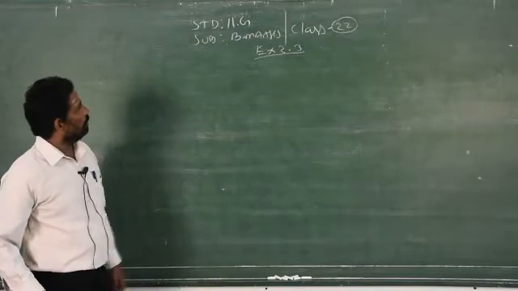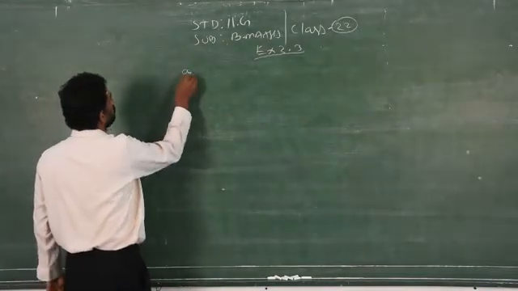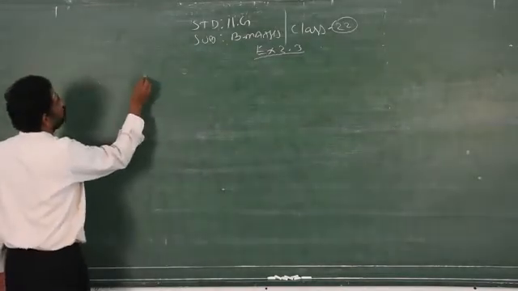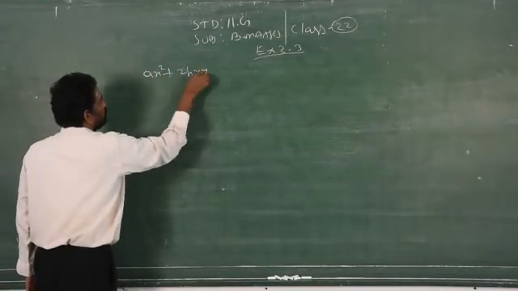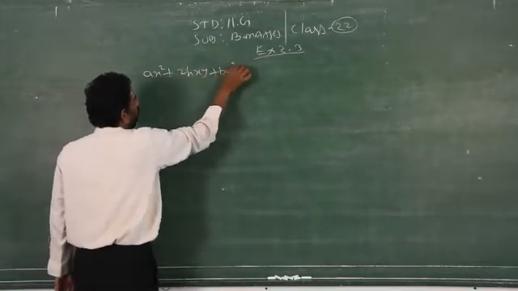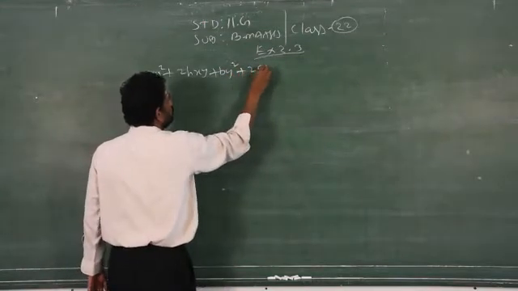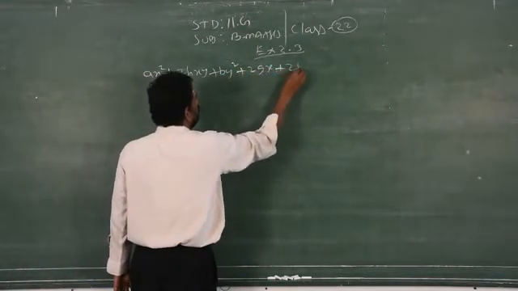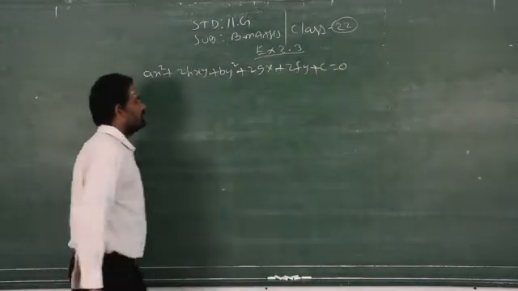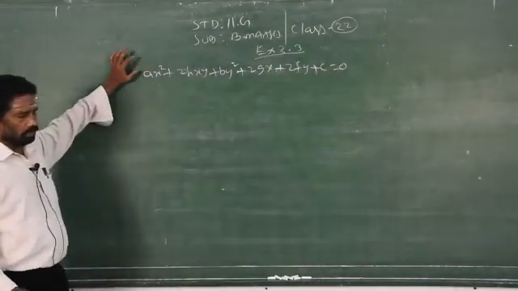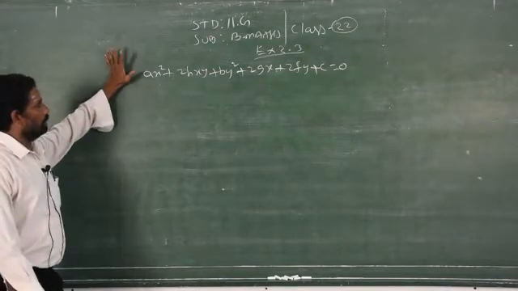The general form of the pair of straight lines is ax square plus 2hxy plus by square plus 2gx plus 2fy plus c is equal to 0. So, this is the general equation of the pair of straight lines.